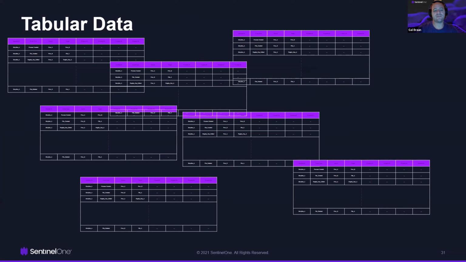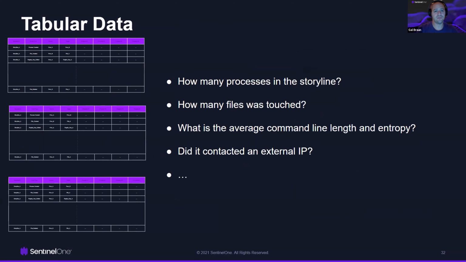We have this set of tables that we want to create some vector features from each one of them. So for example, we can take each one of the table of events and try and use manually engineered features. For example, how many processes were in the storyline, how many files were touched, what is the average command line length or entropy, did it contact any external IP or a lot of internal IPs, and so on.